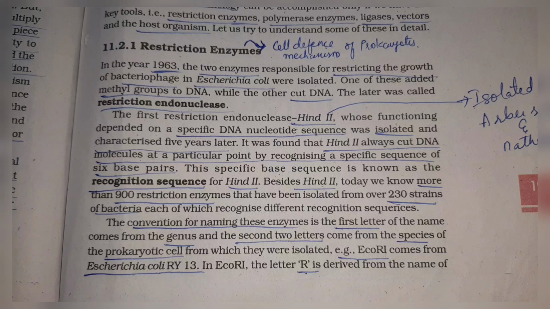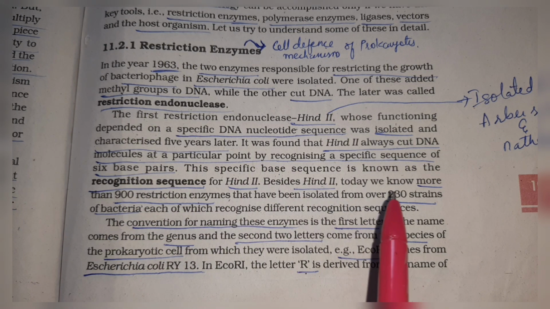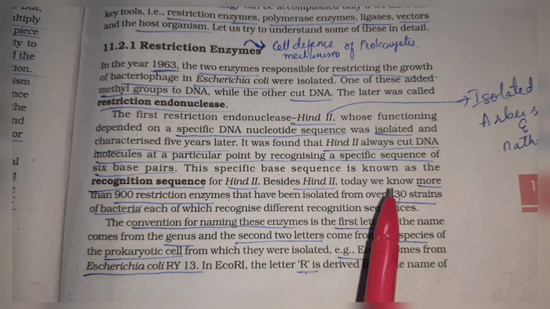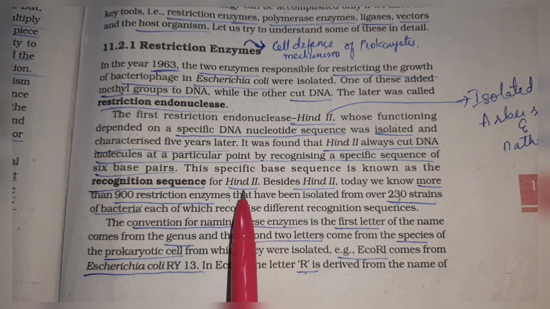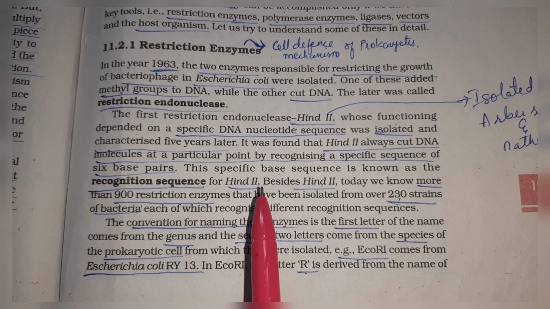So at present, we have 900 restriction enzymes which have been isolated from over 230 strains of bacteria, and HindII was the first restriction endonuclease to be discovered.